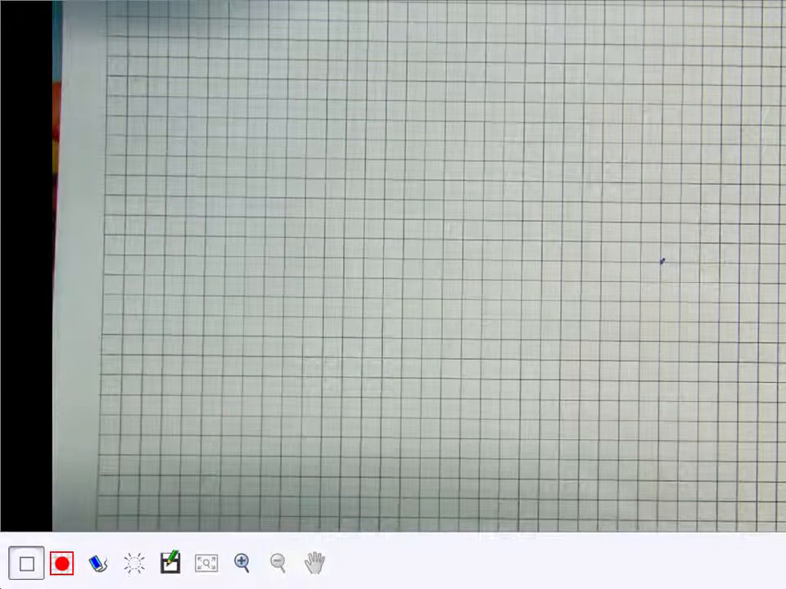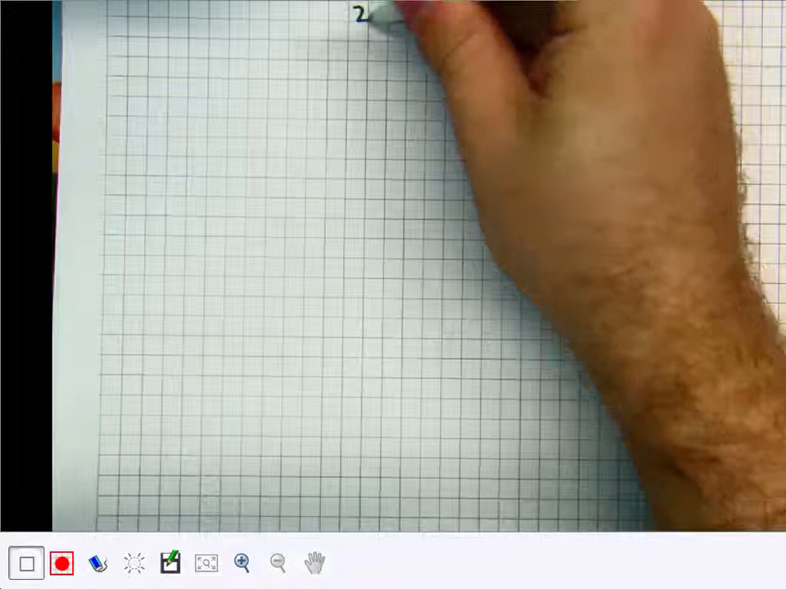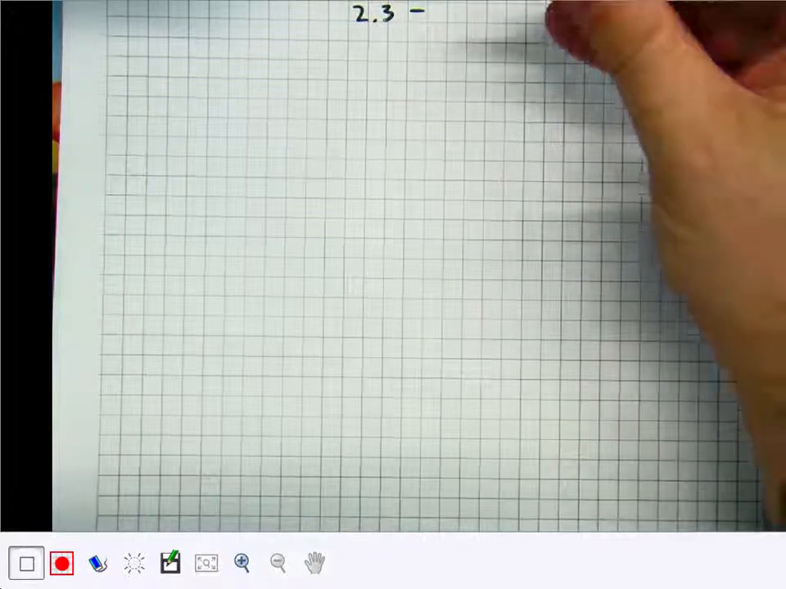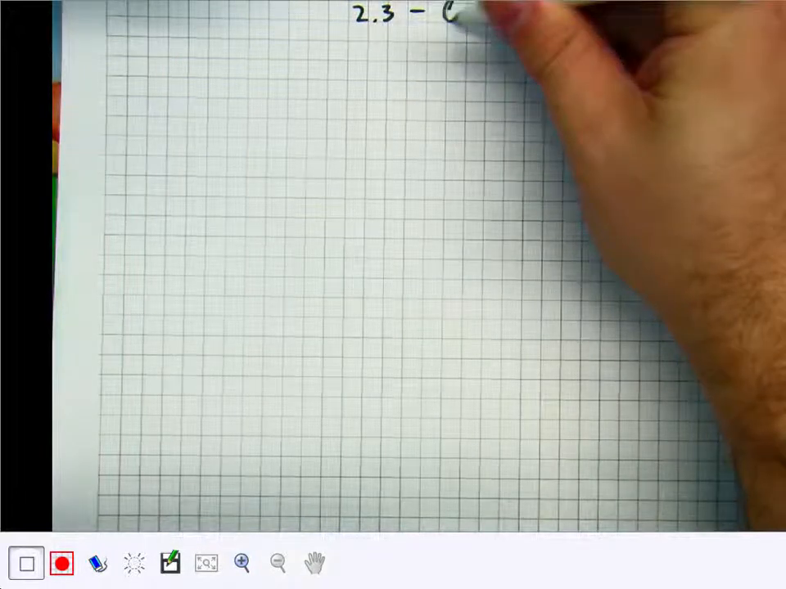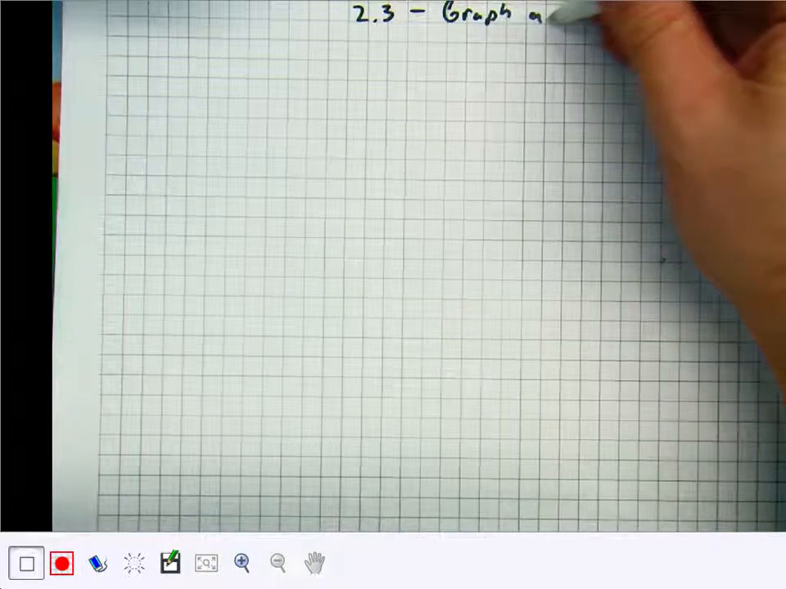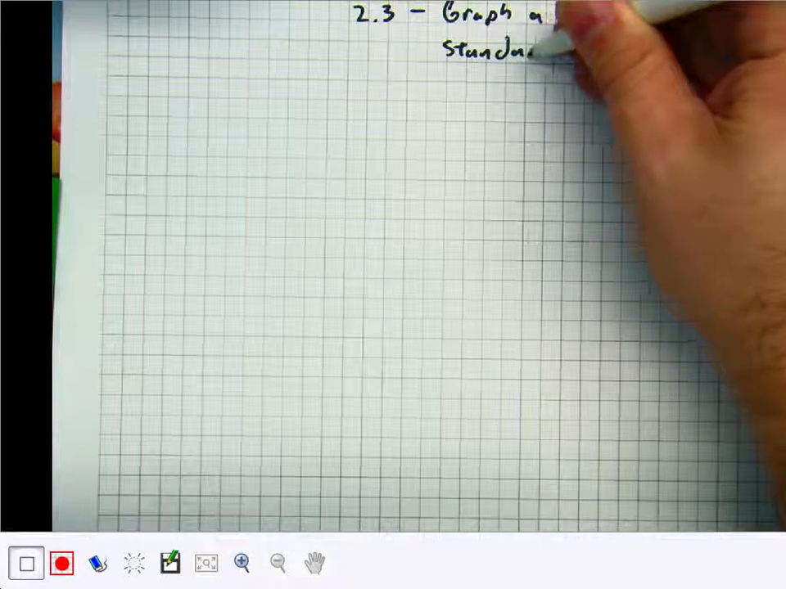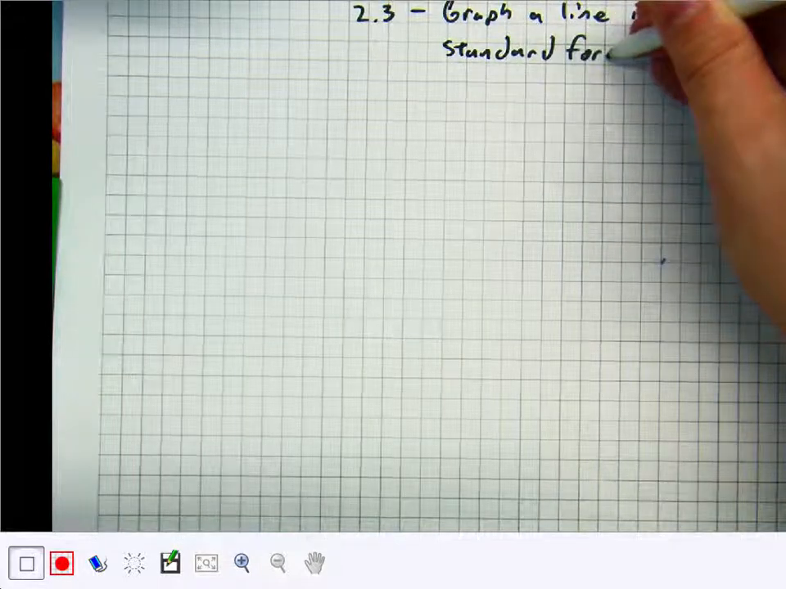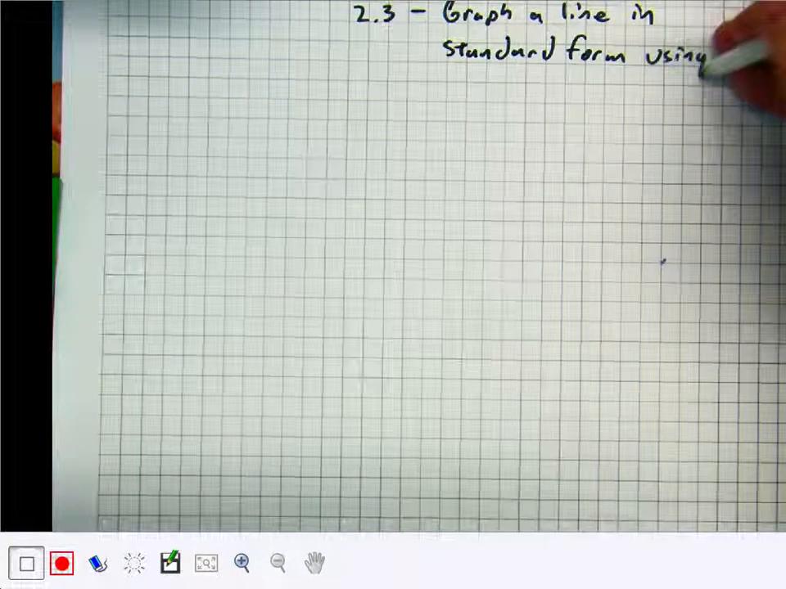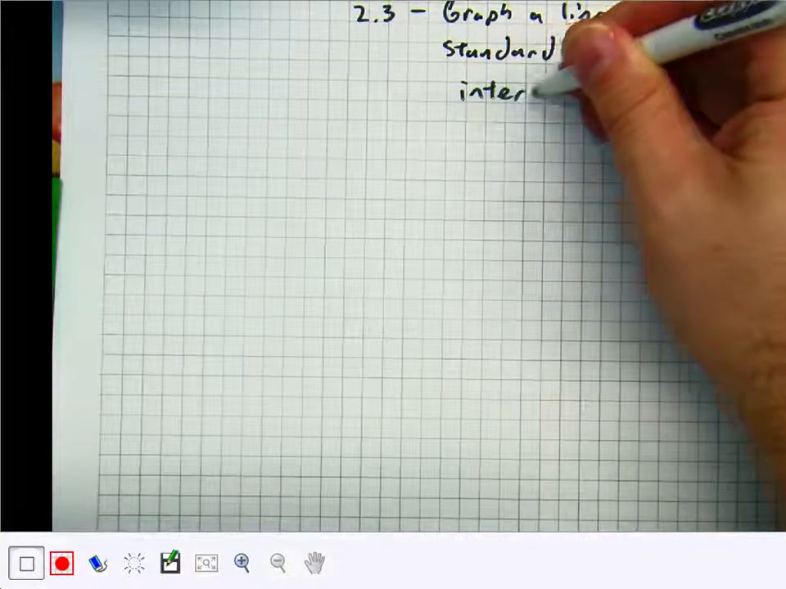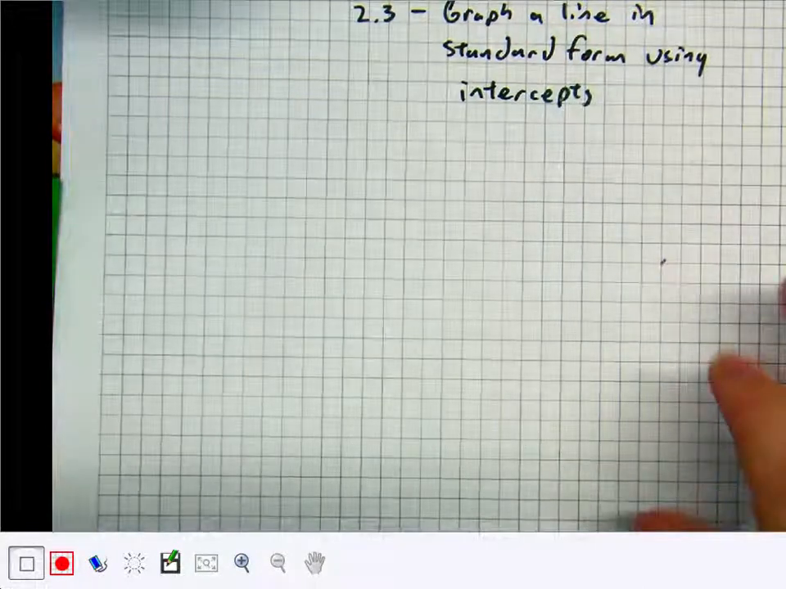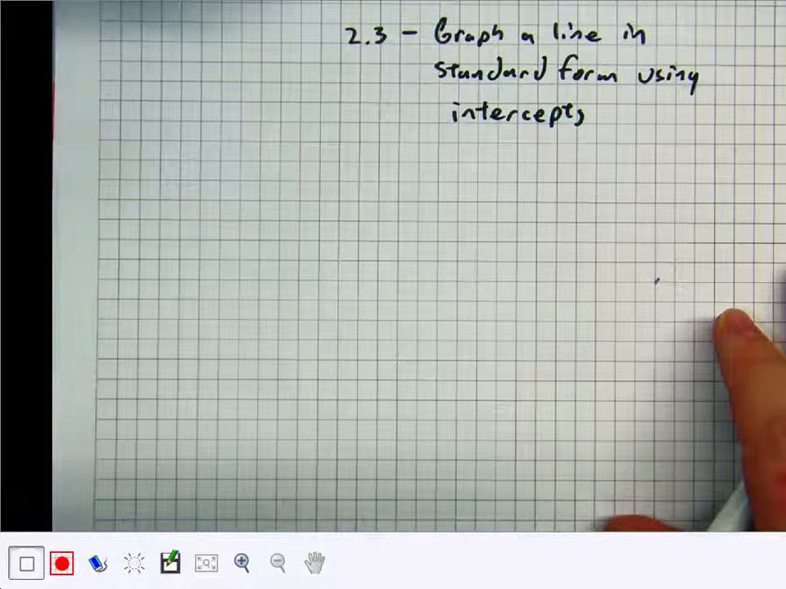And do this. So what our focus, this is for the homework 2.3, and we're trying to figure out how to graph a line in standard form using intercepts. All right. Graph a line in standard form using intercepts.